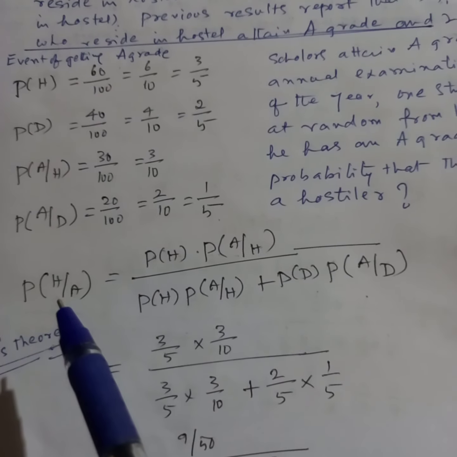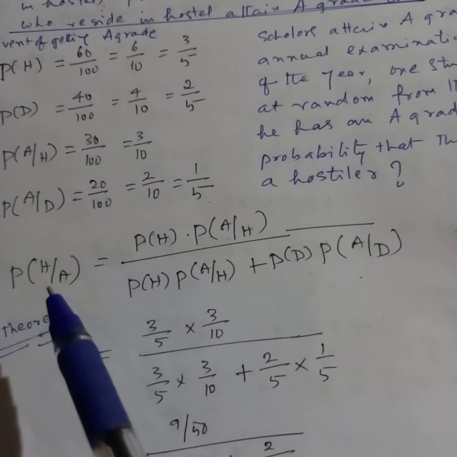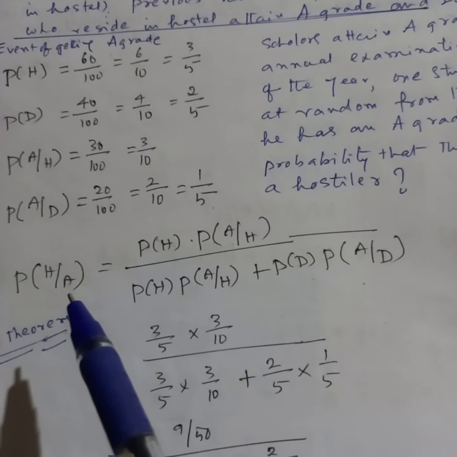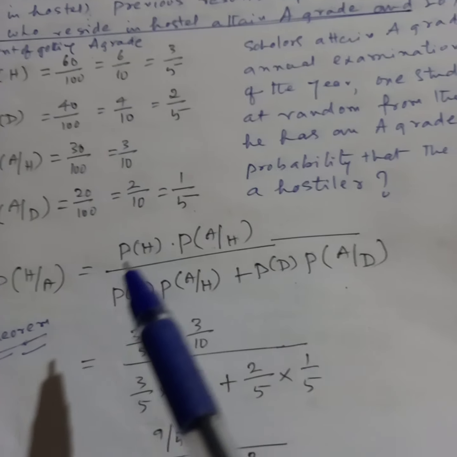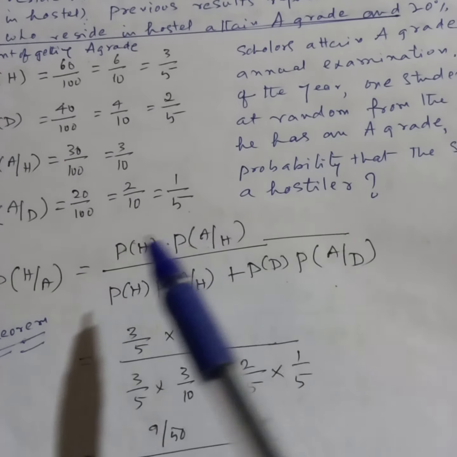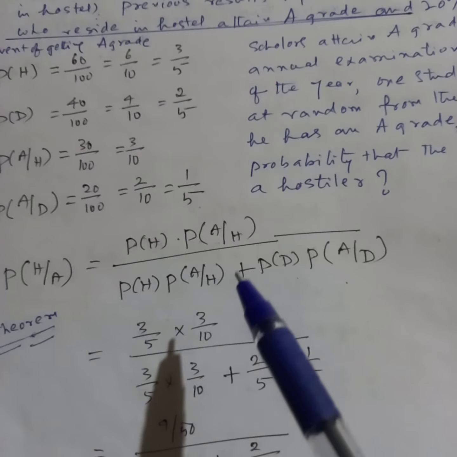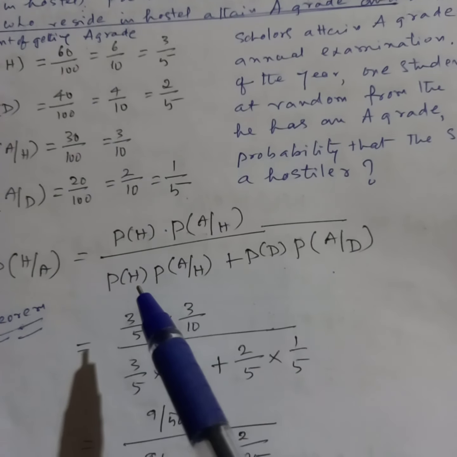But here we are taking H and D. Therefore, probability of H given that A has already occurred, P(H) times P(A bar H). And the same thing we write in the denominator again. And the second term plus, in place of H we write D.